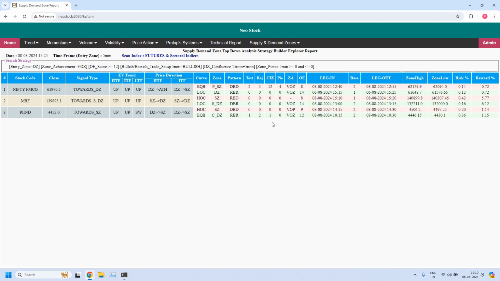Already PI Industries has given a successful entry already. The next one is, let us check how many of these 3 stocks. One is already indices, remaining 2 are equity stocks. Let us check how many of them are again having HTF confluence also.